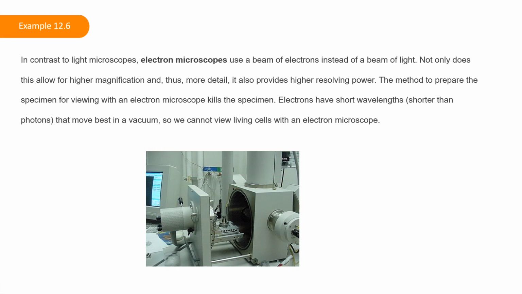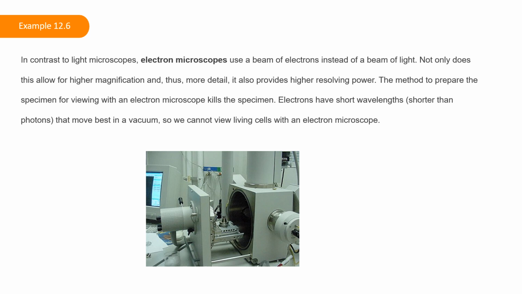In contrast to light microscopes, electron microscopes use a beam of electrons instead of a beam of light. Not only does this allow for higher magnification and, thus, more detail, it also provides higher resolving power. The method to prepare the specimen for viewing with an electron microscope kills the specimen. Electrons have short wavelengths, shorter than photons, that move best in a vacuum, so we cannot view living cells with an electron microscope.